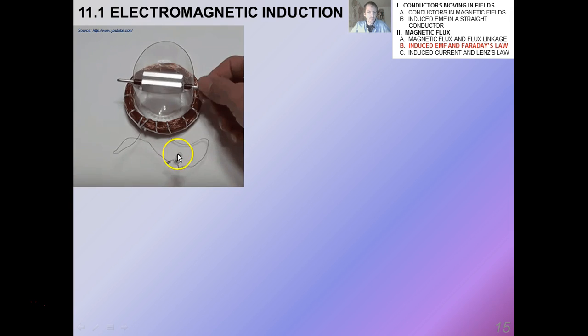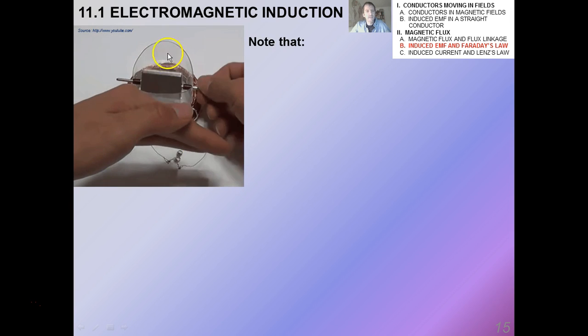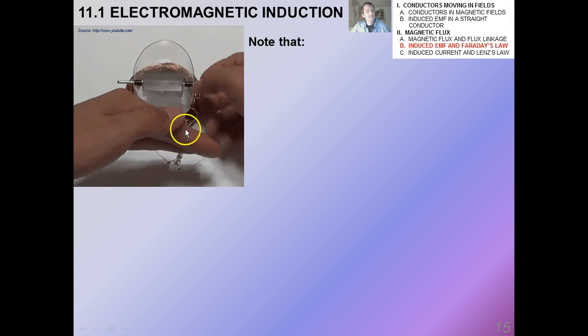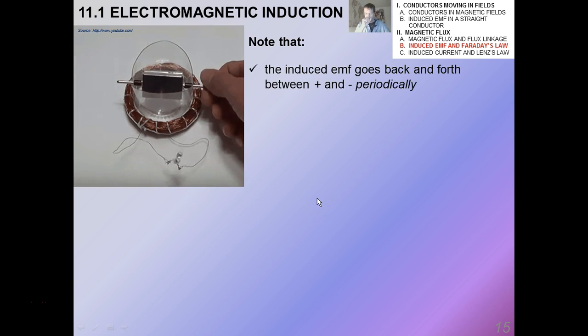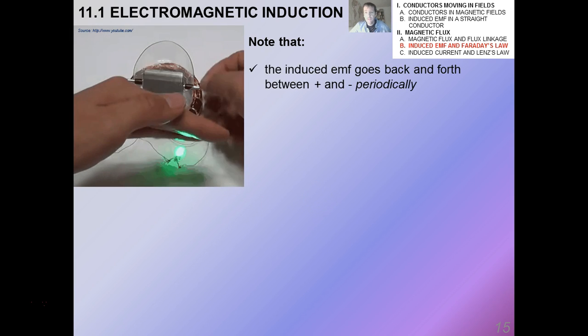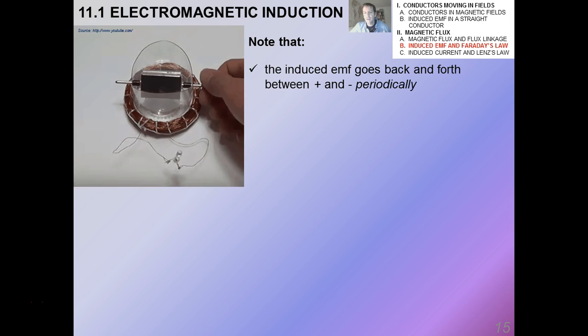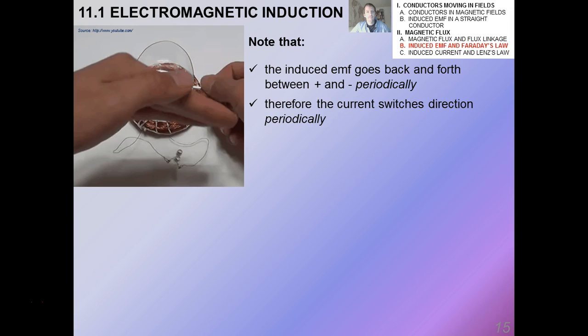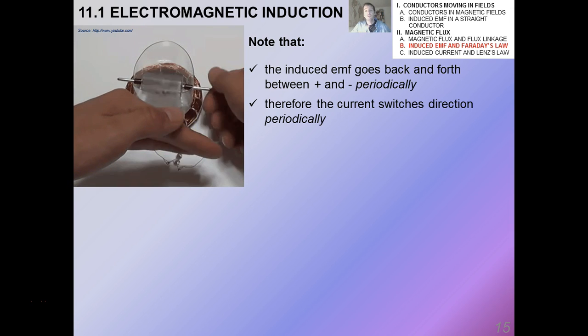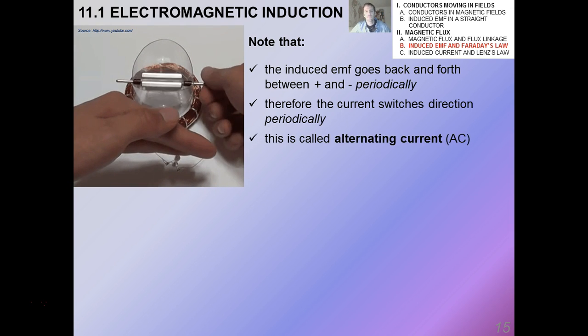What you're changing here is the angle between the magnetic field and the plane of the coil. And every time you do that, the LED lights up because you're creating a current through that wire, a potential difference. One thing to notice, the induced EMF goes back and forth between positive and negative periodically, and that's really important for us in the future. Therefore, the current switches direction periodically. It goes back and forth.